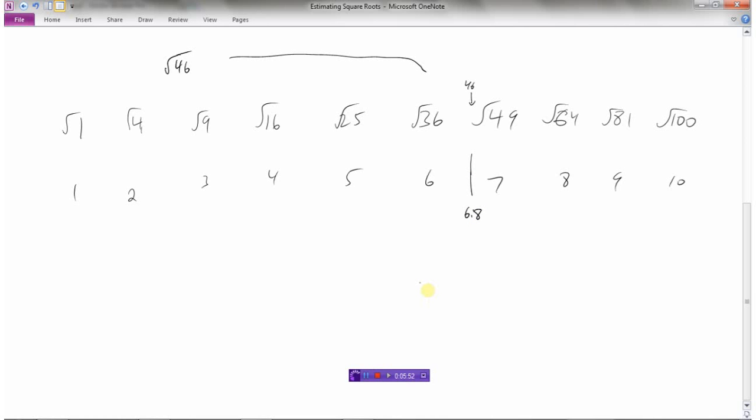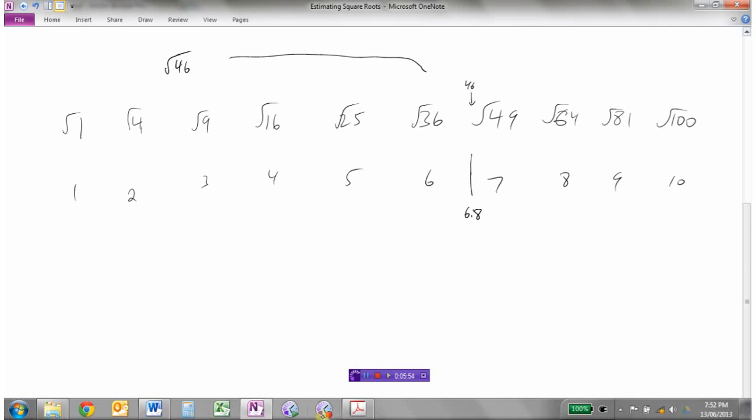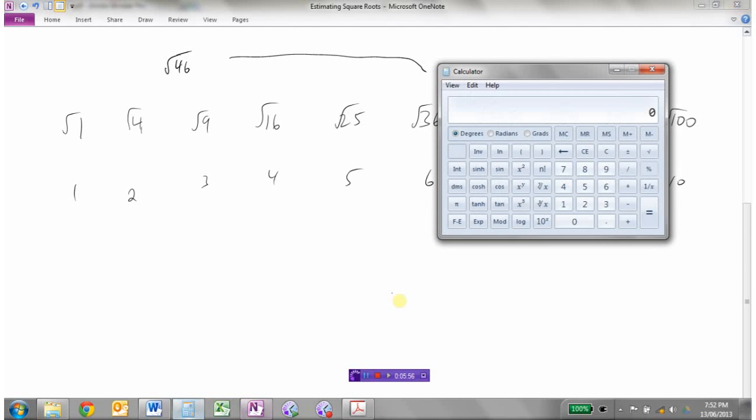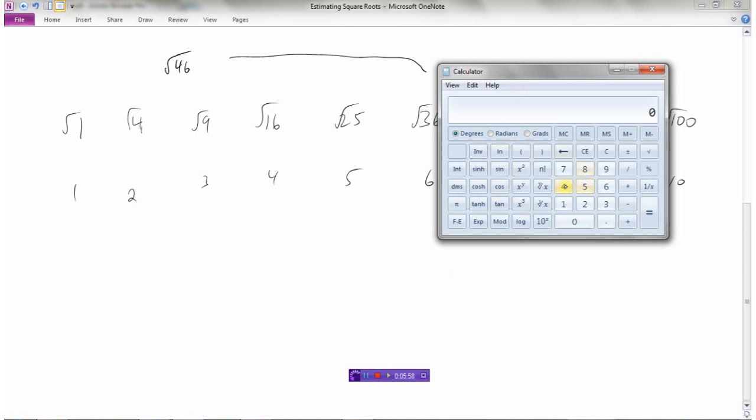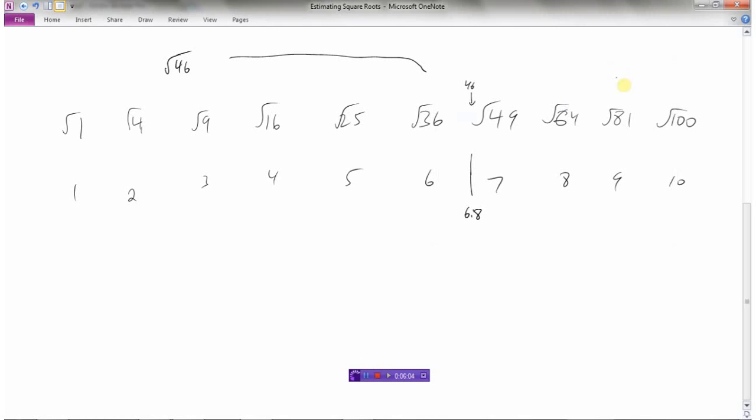Just ballparking that, and we can go and double check root 46. Let's see. Oh, not bad. 6.778. So you're not expected to get it bang on, but we should be pretty close, within a tenth or two-tenths of a decimal away from the correct answer. So that's how we estimate square roots.